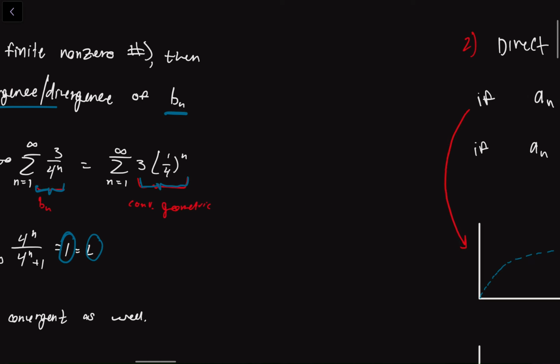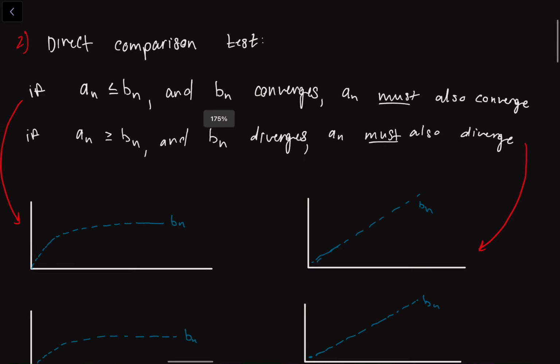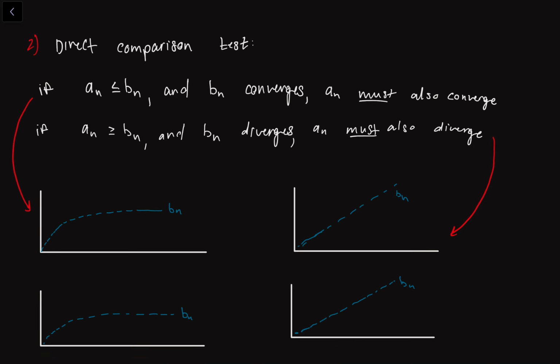We also have the direct comparison test, which is a bit more complicated. Basically, we have 4 cases. If we know what b sub n does, if b sub n converges and a sub n is less than b sub n, then a sub n must also converge. So let me illustrate what that looks like.